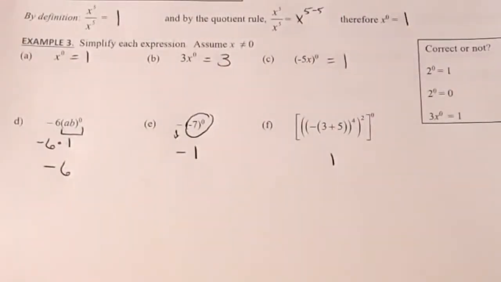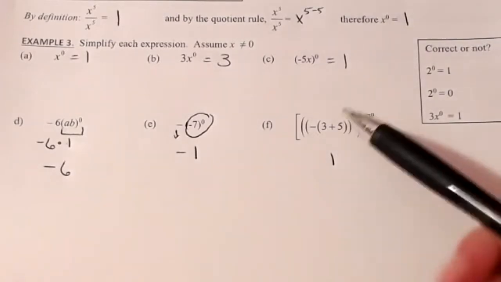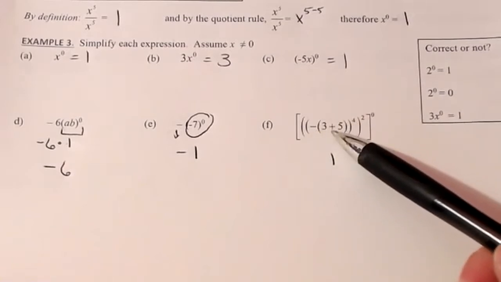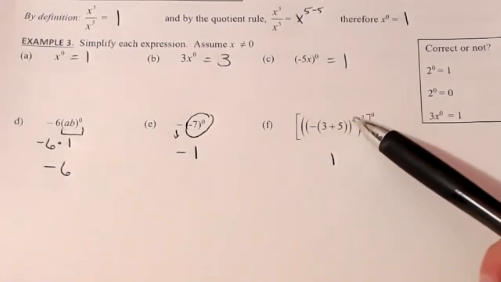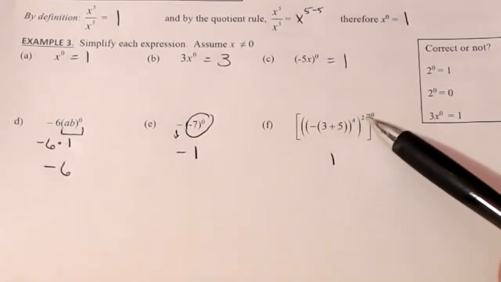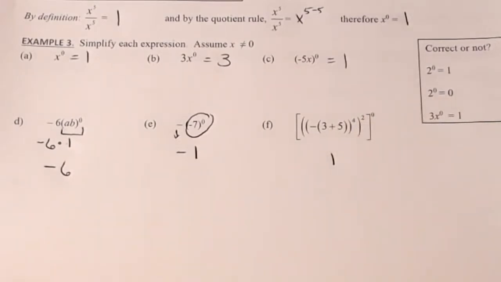It looks absolutely insane, but the entire expression is being raised to the 0th power. We know confidently that this is going to be 1 because if we simplified inside, we would have 8, right? Then we'd have a -8, and then we'd raise it to the 4th power. So -8 times itself 4 times. And then we'd square that, and then we'd raise it to the 0th power, which means it becomes a 1. All that for nothing. Good.